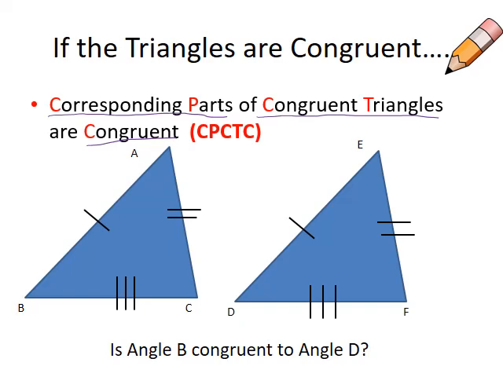If we look at our two blue triangles down here, we have triangle ABC and EDF. We know that these two triangles are congruent because we have three corresponding congruent sides, right? We have AB is congruent to ED, AC is congruent to EF, and BC is congruent to DF. So our question then is, is angle B, this angle right here, congruent to angle D? Yes, those two angles are corresponding angles according to the two congruent triangles. So yes, they are, by CPCTC.